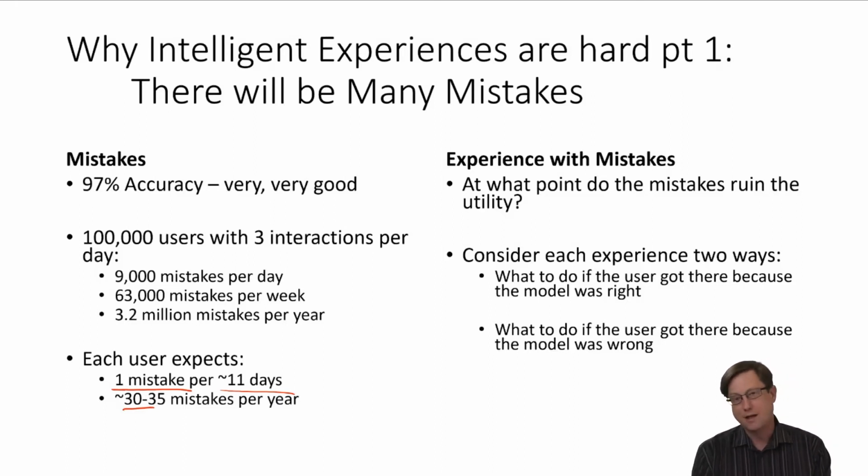And in order to understand that, you have to think about each thing that the user bumps into in two different ways. The first way is, what would happen if the user got there because the machine learning model was correct? But on the other hand, you have to look at an experience and say, well, what's the user going to do if they got there because the machine learning model was incorrect? And if the model was correct, you want the user experience to encourage the user strongly to benefit from the model. You would rather automate things than annotate things when your model's correct.